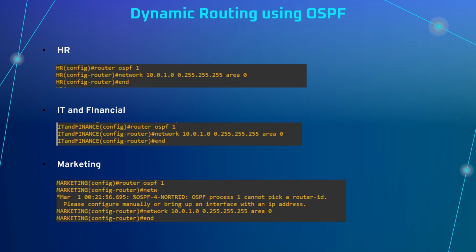Next, dynamic routing using OSPF, we need to do for all departments which are HR, IT and finance, and marketing. So here are the commands. For this case, we use area 0.